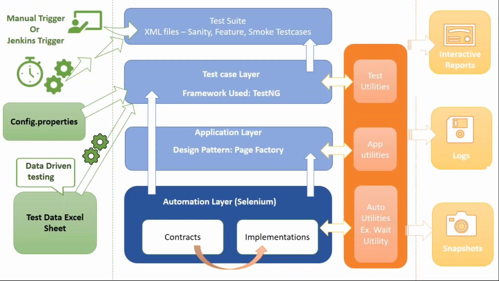So one folder is created for config.properties, and one folder is created for the Excel sheet. Then talking about the outputs which we get, first is reports. We will integrate a report into our project. Then for logs, you can create one folder.